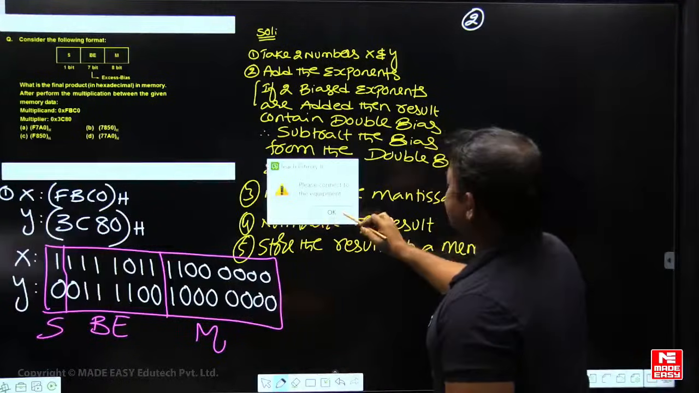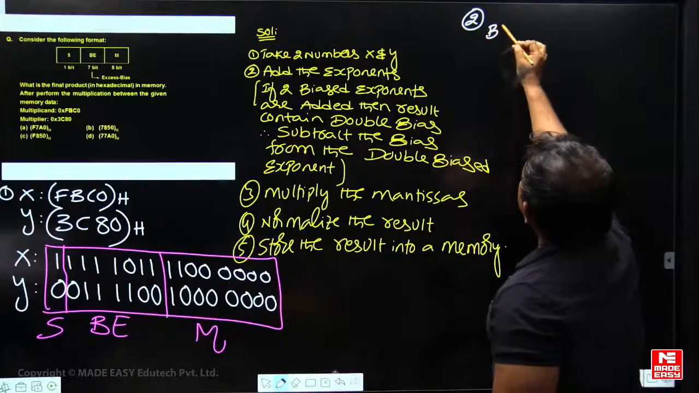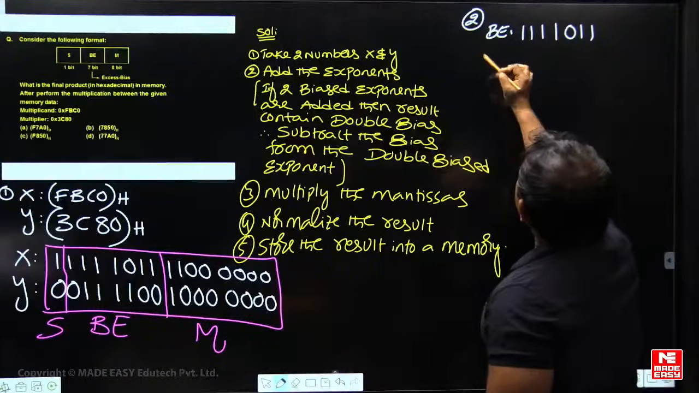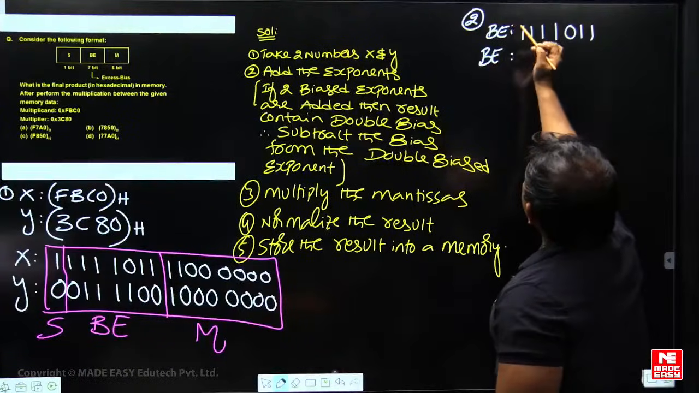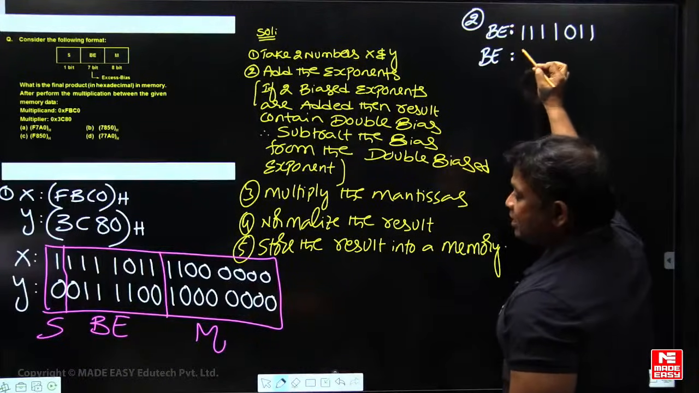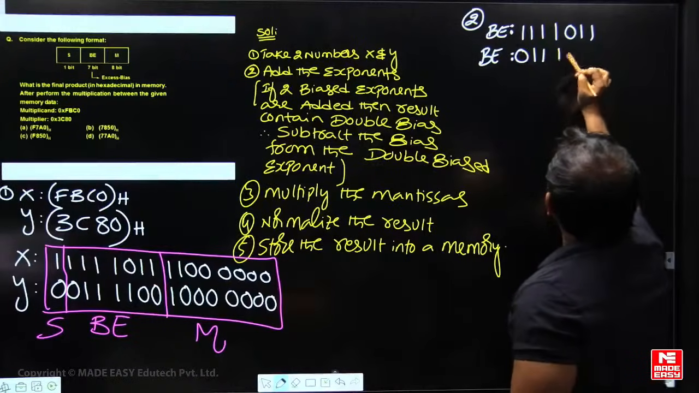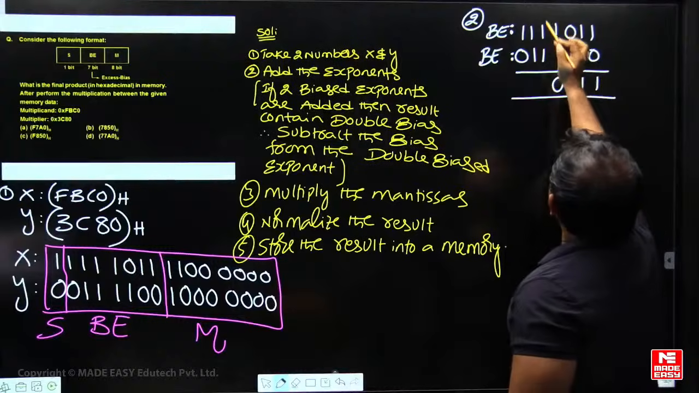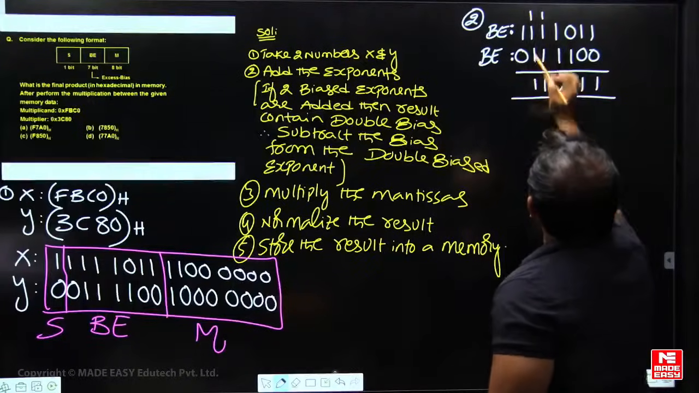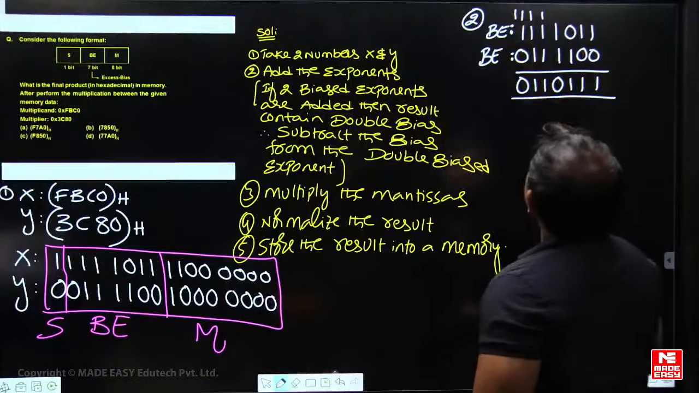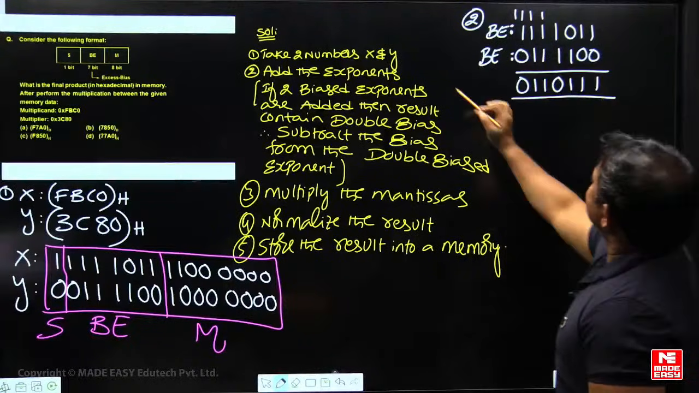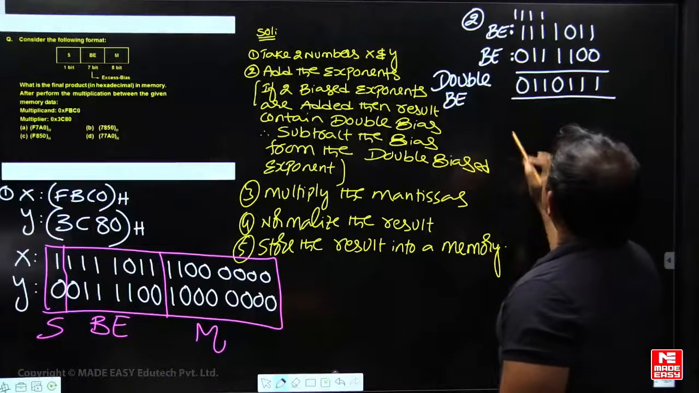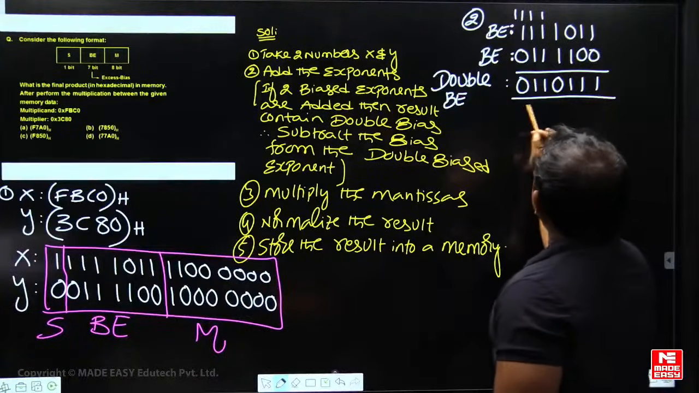So here, the first exponent of X is 1111011. Next, the exponent of Y is 0111110. Directly add both. So now this is the double biased exponent. Therefore, subtract the bias.